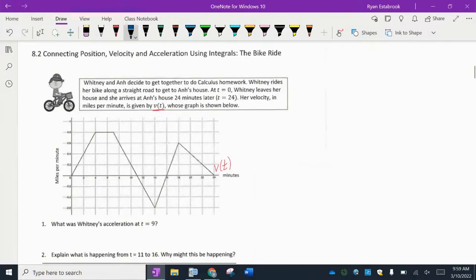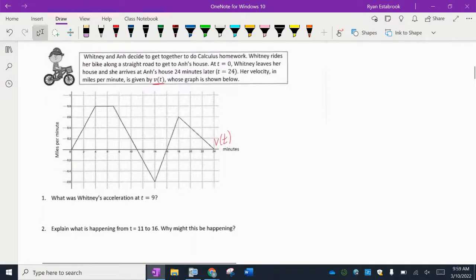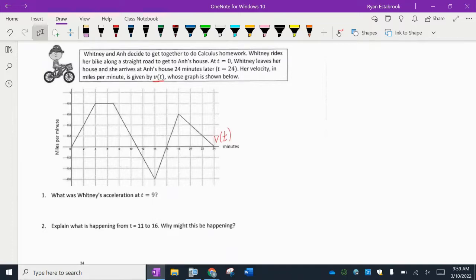Section 8.2, connecting position, velocity, and acceleration using integrals. Whitney is going on a bike ride. This graph represents her velocity at any time. The vertical axis is in miles per minute. The horizontal axis is in minutes.